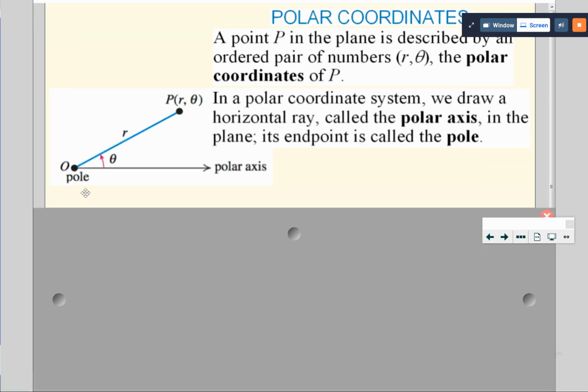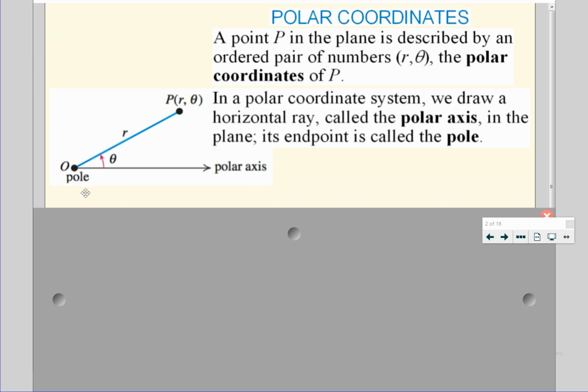Okay, so polar coordinates again. Instead of an X and a Y, we're going to have an R, which is like a magnitude, a distance to the origin. You can also think of R like a radius of a circle. And theta is a rotation. The rotation starts like we are used to on the positive side of the x-axis, and we rotate counterclockwise if it's positive, and we rotate clockwise if it's negative.